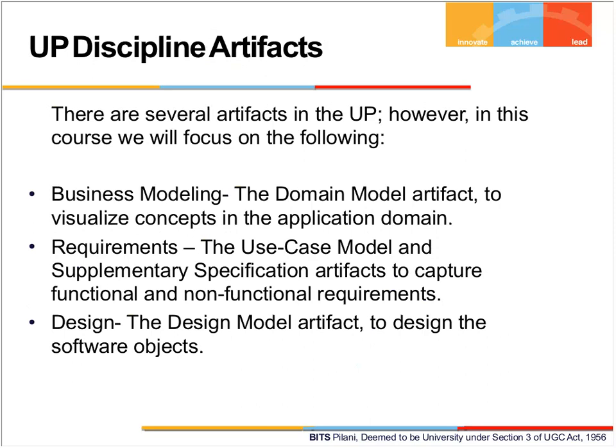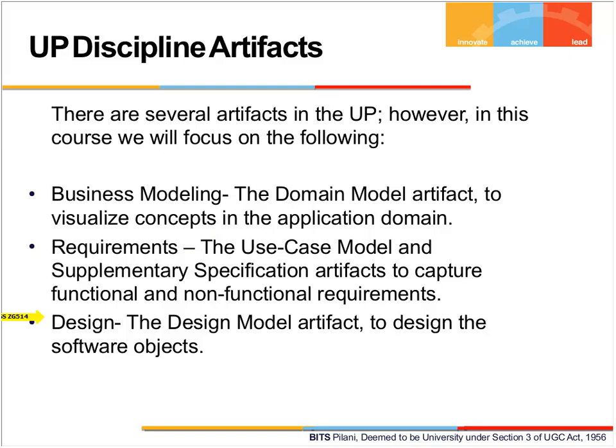So your domain model, which is an outcome of the business modeling, will be the one that we will look at. The requirement model, which specifically produces the use case model, right? And this is the model that we're going to look at today as well. And finally, the design model. So these three important artifacts, which are created during the various disciplines of the unified process, are what we are going to look at.